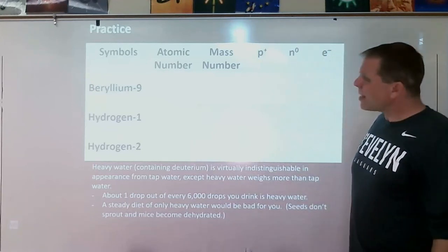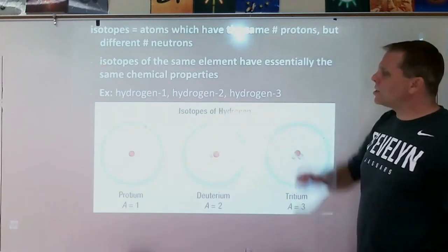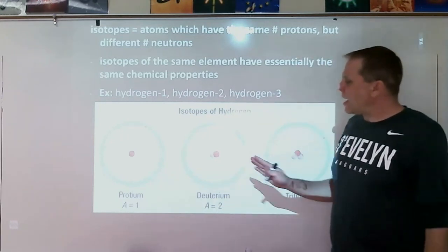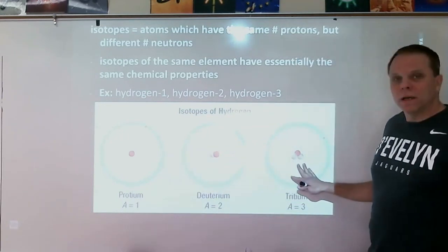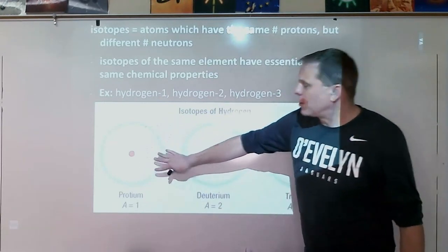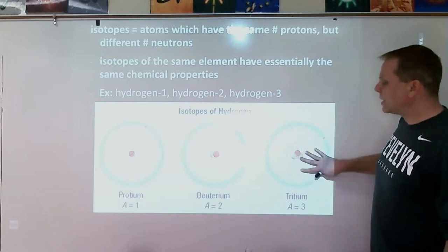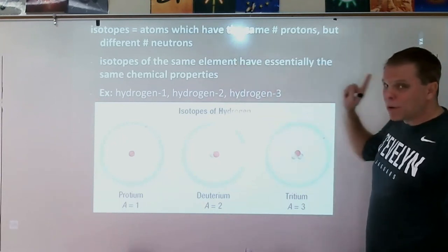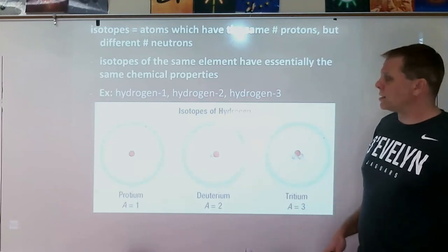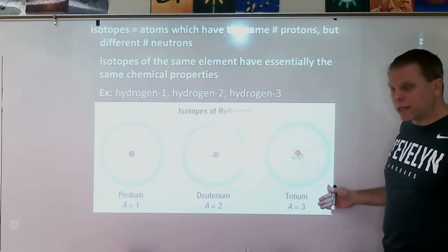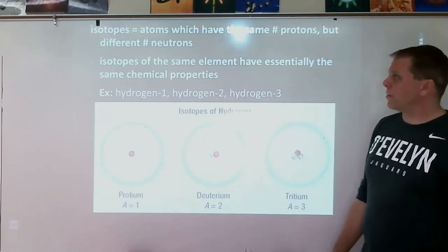All right, so isotopes. Now, an isotope is an atom that has a different number of neutrons. All three of these are isotopes, okay? This is an isotope with 0 neutrons, an isotope with 1 neutron, an isotope with 2 neutrons. Isotopes basically have the same number of protons, but different numbers of neutrons. So hydrogen-1, protium, hydrogen-2, deuterium, and hydrogen-3, tritium, are all isotopes of each other, okay?